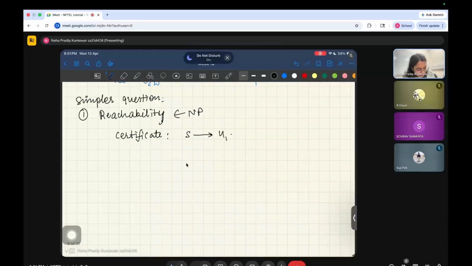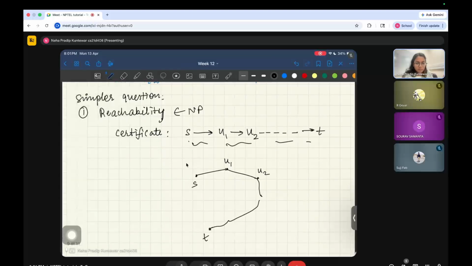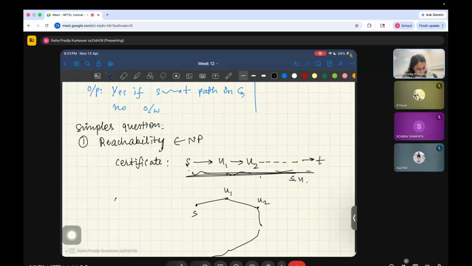So the certificate is: you guess the set of vertices, let's say u1, u2, and so on, finally up to t. And what you are doing is checking whether in the graph there is an edge from S to u1, whether there is a u1 to u2 edge, and keep on checking for each of these. Eventually, you should reach t. That was the certificate, and it's a polynomial-size certificate because there can be at most n vertices here. Of course, the check is also a polynomial check.